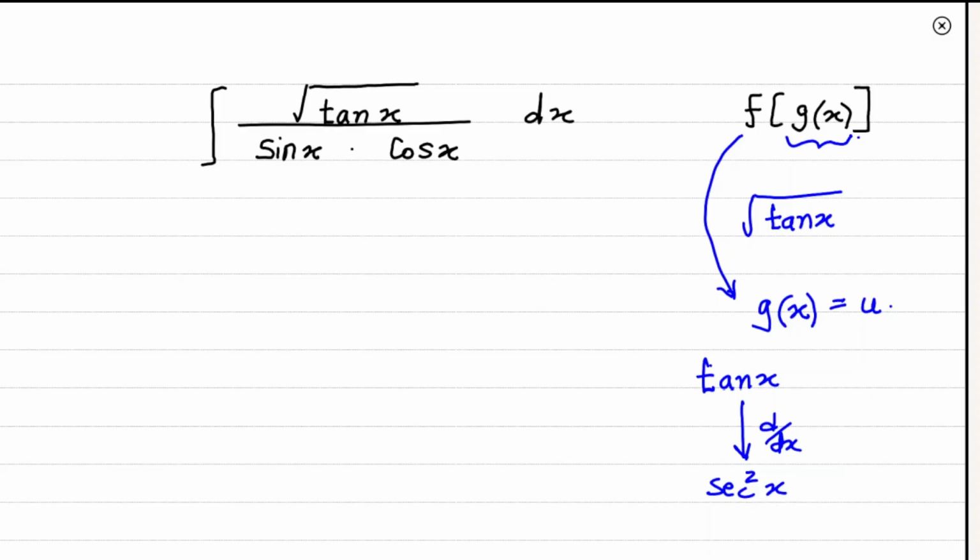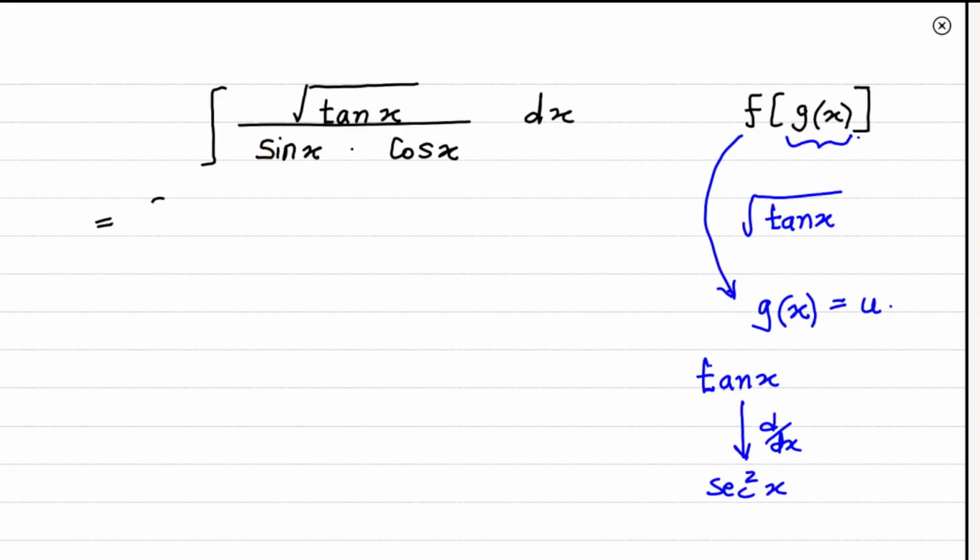I don't see sec square x in the numerator here, but I do see there is a cos x in the denominator. That means 1 over cos x, so at least there is one sec x present here. If you want to bring one more sec x here, you will need one more cos. You'll have to multiply and divide by one cos in the denominator. Now let's see how we do all of that.